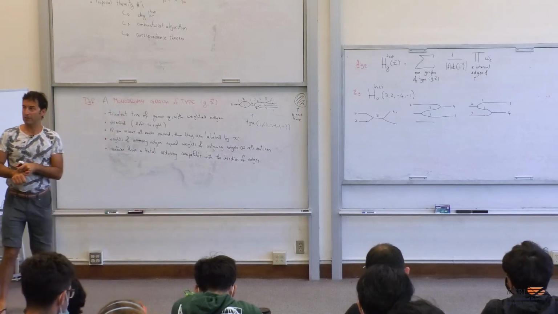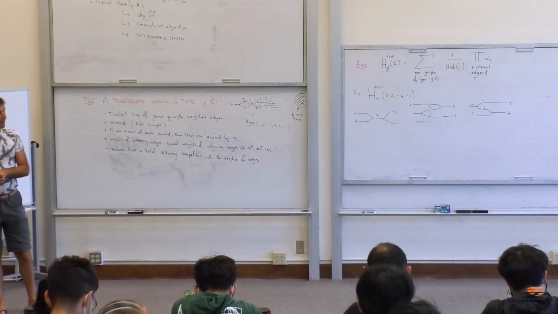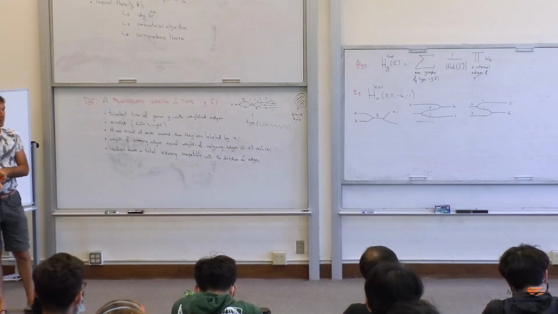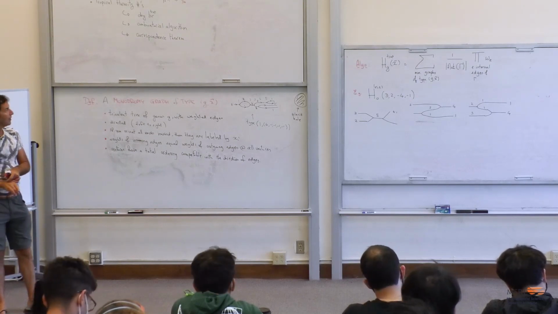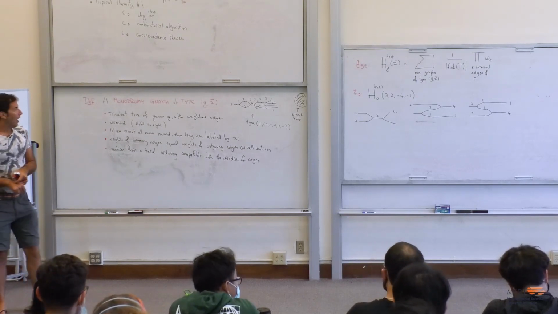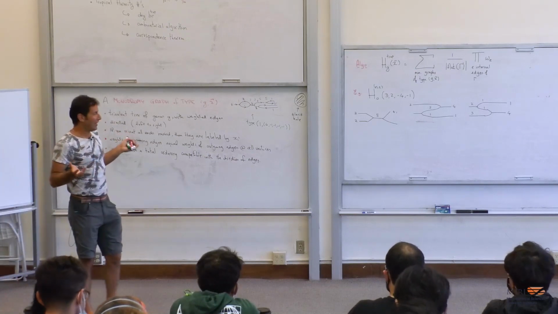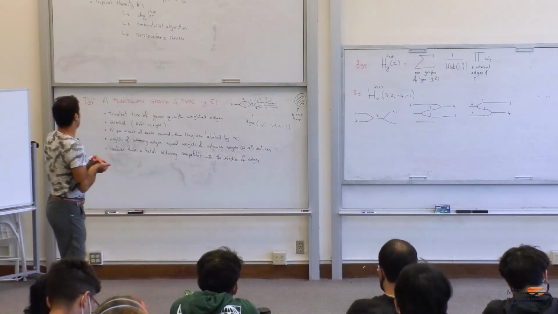Great. Any other questions? So for this algorithm, yeah. I have a giant summation. Is there a way I can determine all monodromy graphs? I mean, it's a finite problem, right?